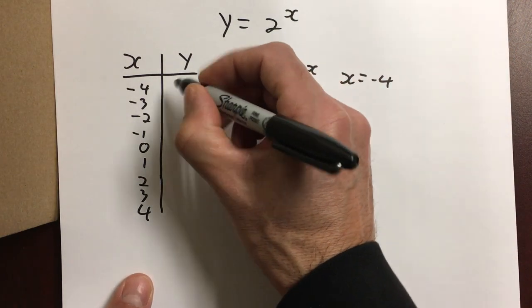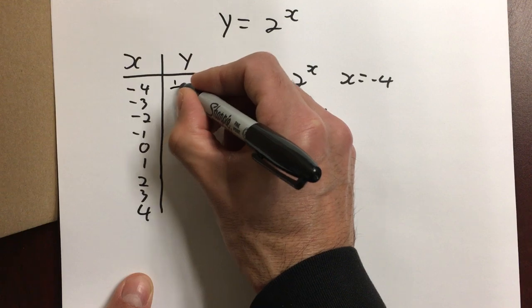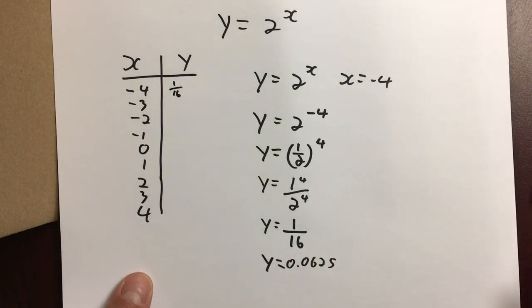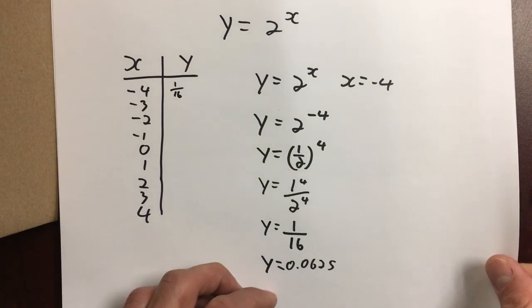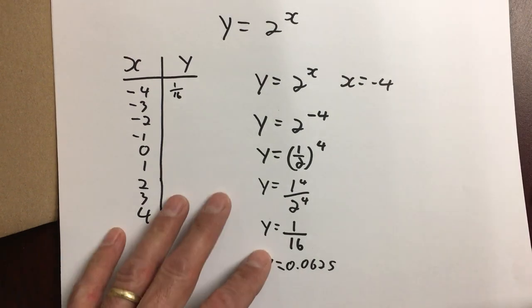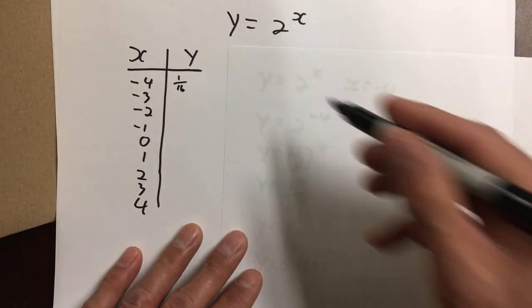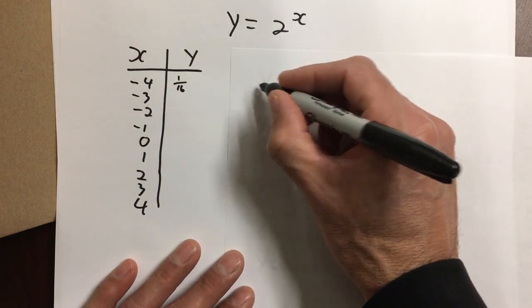So that's my first value here. I'm going to write it in there as 1 over 16. I like fractions better, but if you write that as 0.0625, you'd also be correct. I'll do the next one slowly, and then I'm going to run through them a little bit quicker.